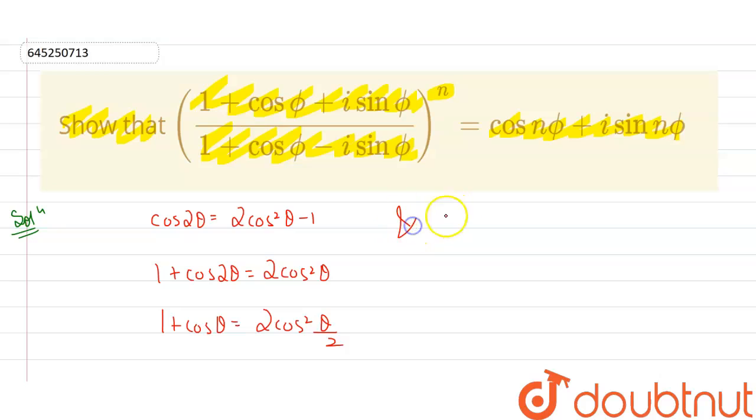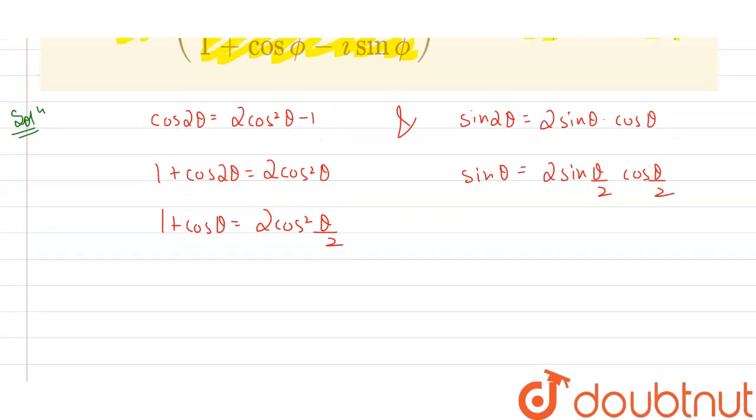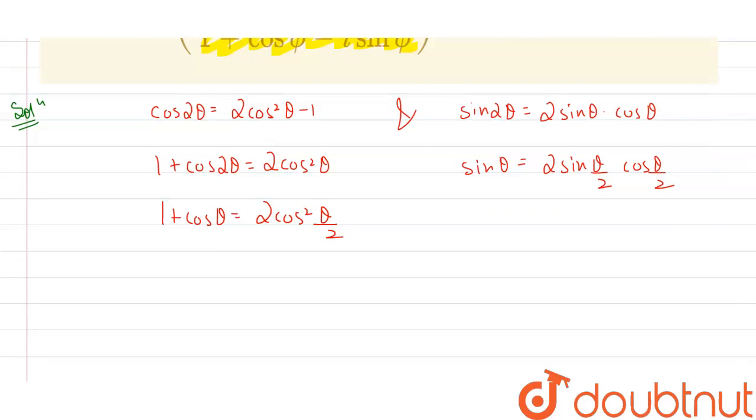Also the formula for sin 2 theta is 2 sin theta cos theta. Taking the half angle, sin theta becomes 2 sin theta by 2 with the product of cos theta by 2. Now I have these two formulas. What we have to do is prove LHS equals RHS.